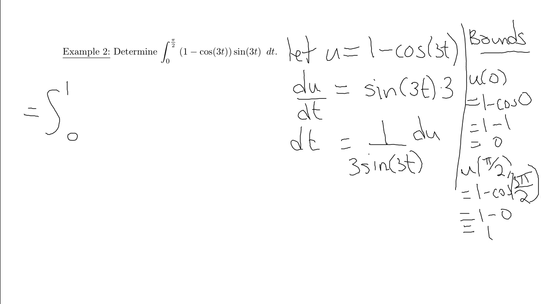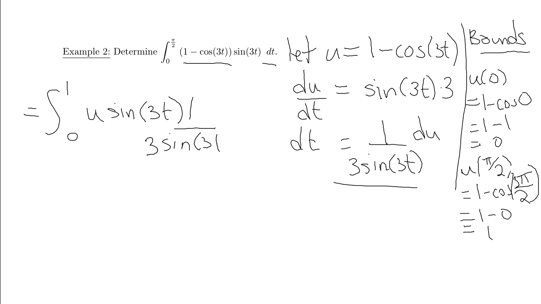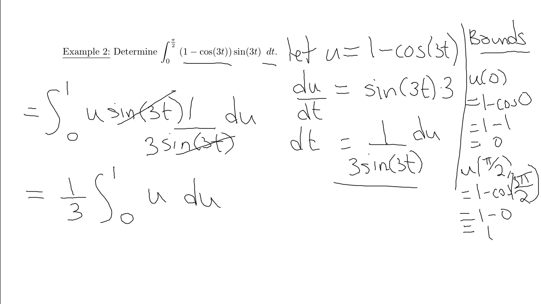Okay, so now let's plug our substitution in. Well, this first piece, this 1 minus cosine 3t, becomes a u. And sine of 3t, we don't do anything to it, so we're just going to keep it there for now and hope that it cancels. And then our dt, we know that that's equal to 1 over 3 times sine of 3t du. Okay, well, we can cross out those sine 3t's, which cancel, which we're happy about. That's a good sign. I'm going to take that 1 over 3 and pull it out in front of the integral, just to make our lives easier. And then I'm left with the definite integral of u du.